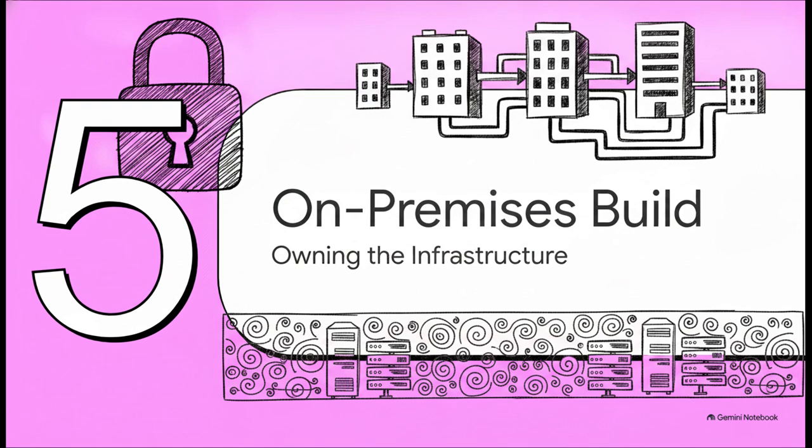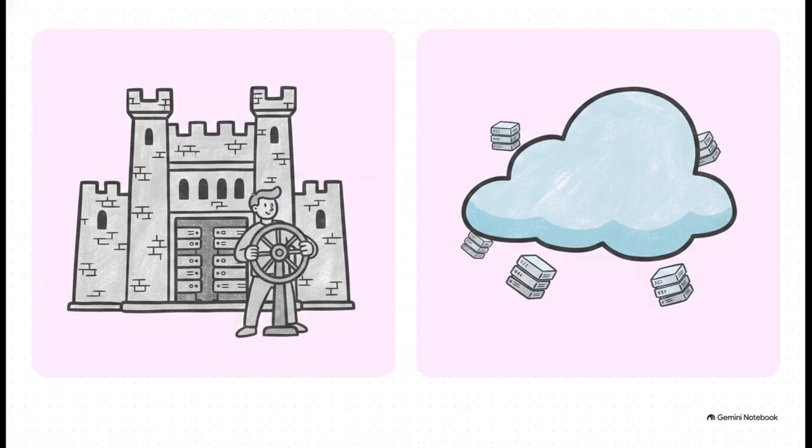Section 5. On-premises network architecture. Speaking of where things live, let's step back for a second and look at the physical location of this entire secure facility.